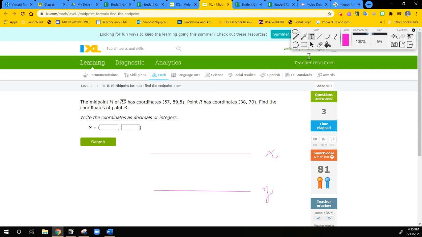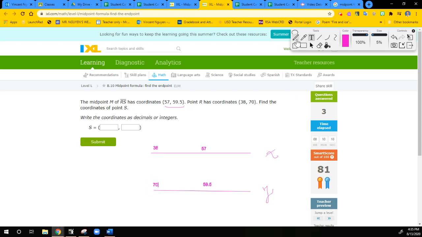So the X coordinate, now notice this is the middle, right? So put it in the middle. So for the X coordinate the middle is 57. The Y coordinate, the middle of the Y coordinate is 59.5. Okay, the endpoint, the beginning, is 38. So over here is 38. And then the beginning here is 70, right?